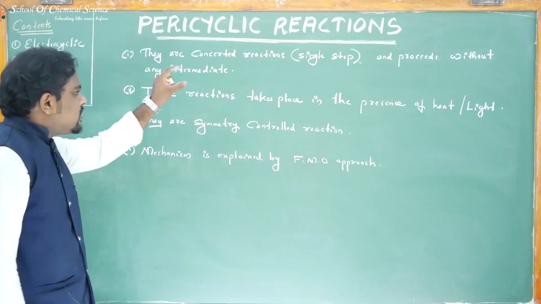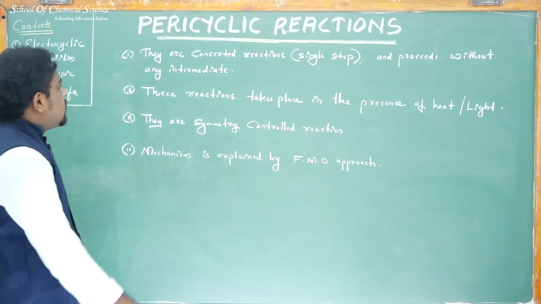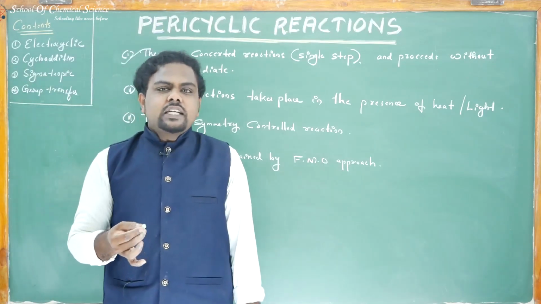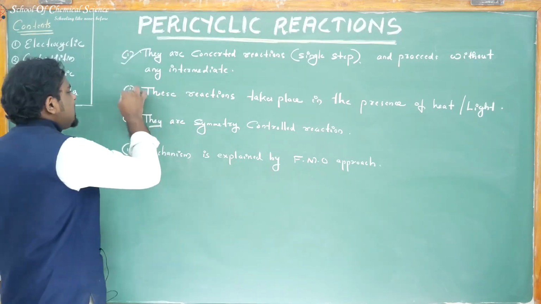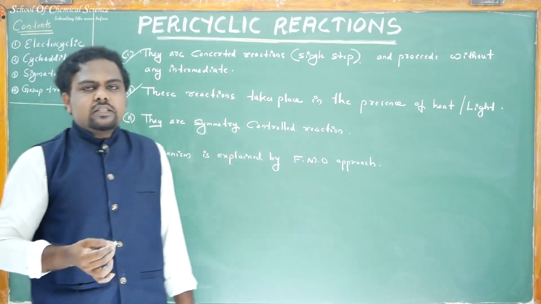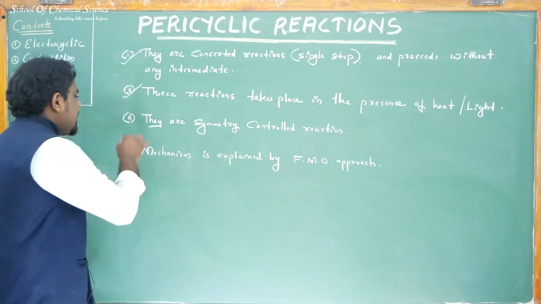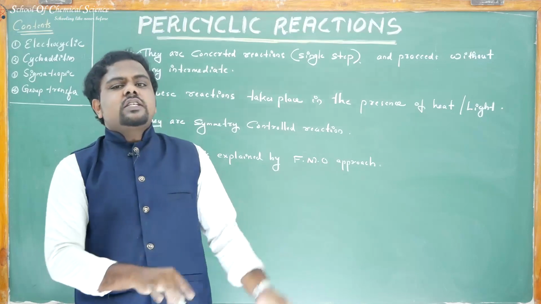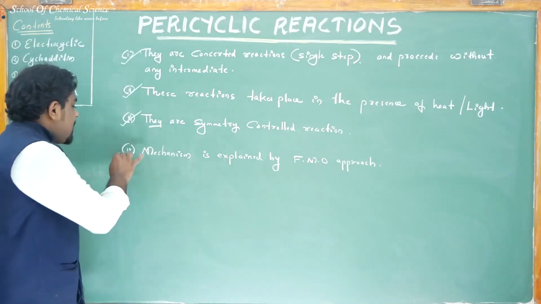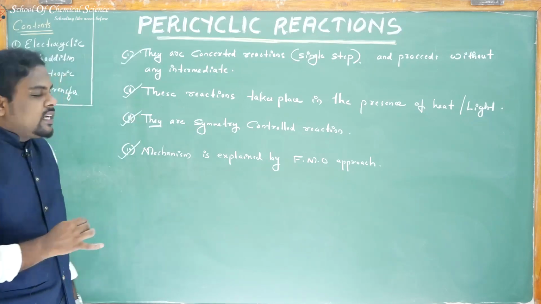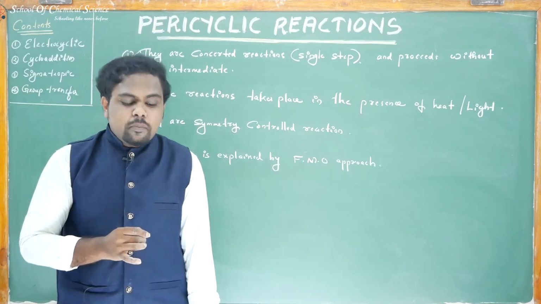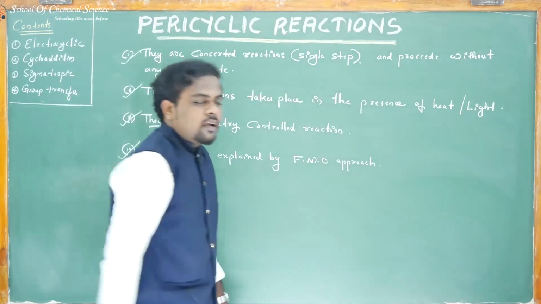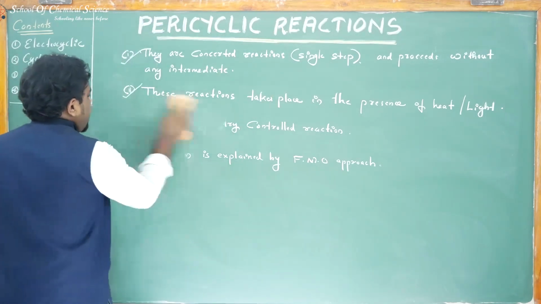So these are some important points about pericyclic reactions. First, they are single step reactions and there is no intermediate present. They are concerted reactions. Second, this reaction takes place in the presence of heat or light. Third, they are symmetry controlled reactions, that means when you know the stereochemistry of the reactant, you can predict the stereochemistry of the product. And the mechanism of these reactions is explained by the frontier molecular orbital approach.